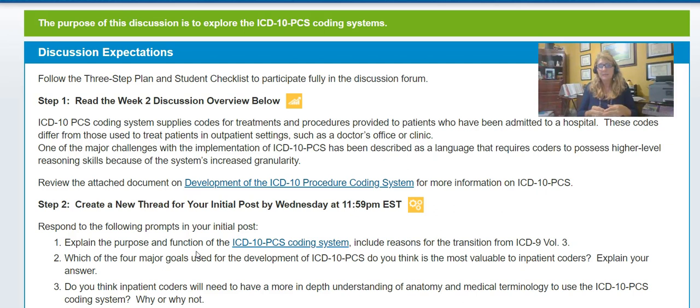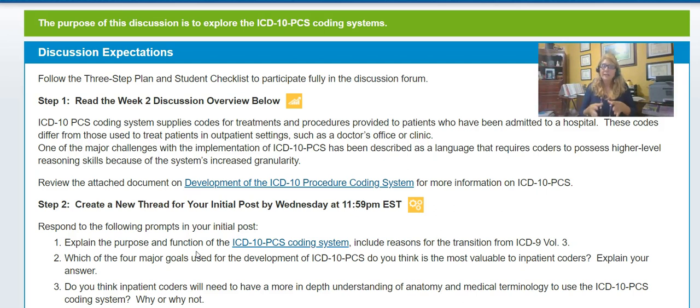So the ICD-10 PCS system is only going to be used for patients that are admitted to the hospital for the treatments and the procedures that they're having. So in our discussion this week, that's what we're going to be talking about. This coding system supplies the codes for treatments and the procedures provided to patients that are admitted to the hospital. And these codes differ from those used to treat patients in the outpatient setting, such as a doctor's office or a clinic, or even in a hospital that's doing outpatient services.